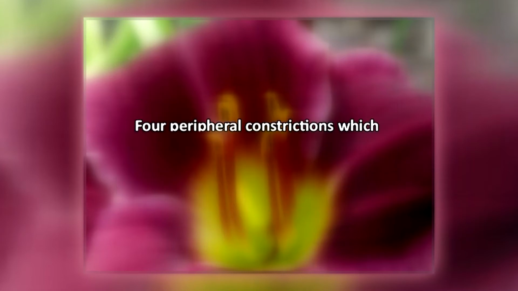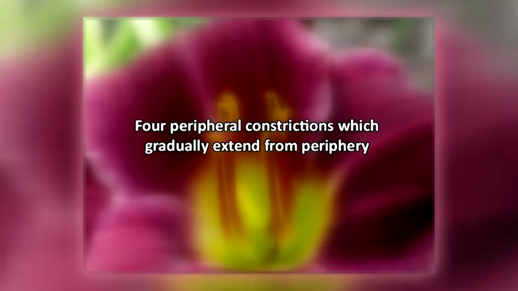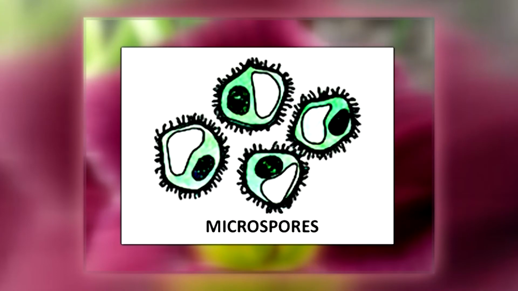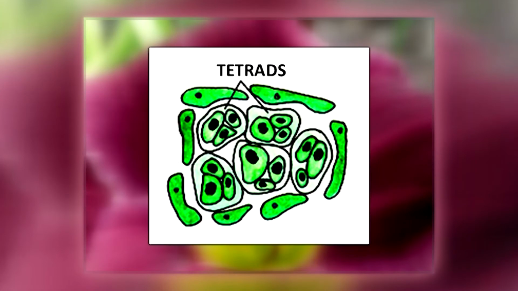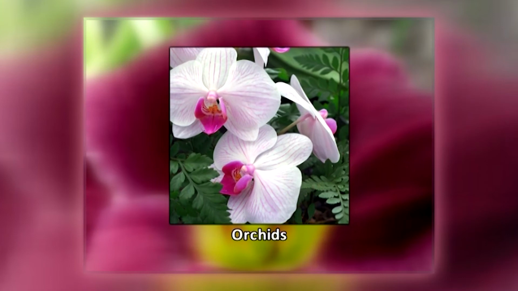The wall formation begins in the form of 4 peripheral constrictions which gradually extend from the periphery towards the center. These constrictions eventually meet at the center of the cell and divide the cytoplasm into 4 haploid microspores. The microspores of a tetrad are separated from each other by callose wall. There is also no connection between the microspores of different tetrads in the anther locule. However, in some orchids, microspores do show cytoplasmic connections.